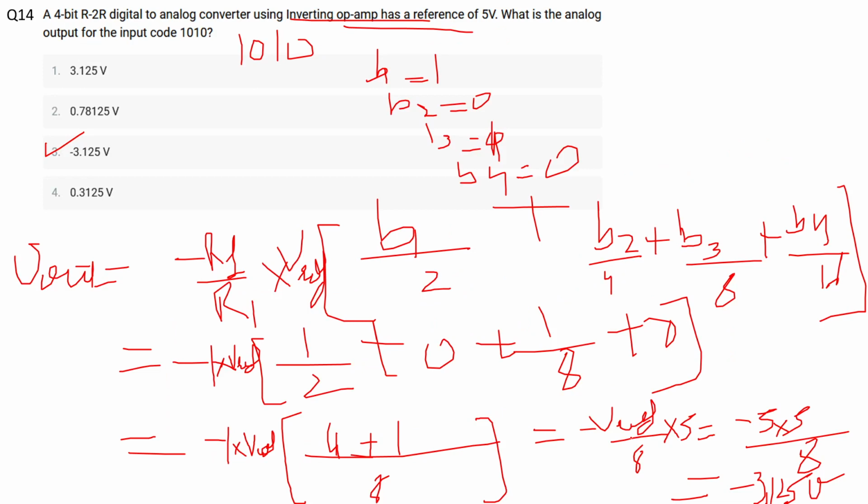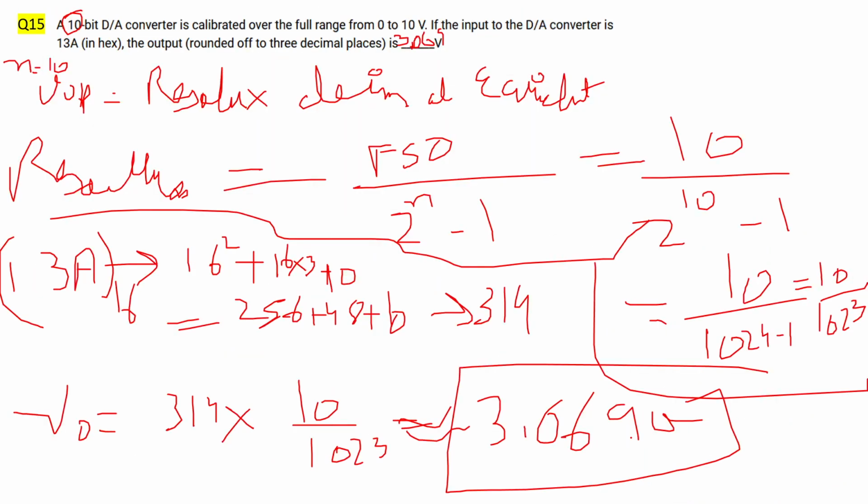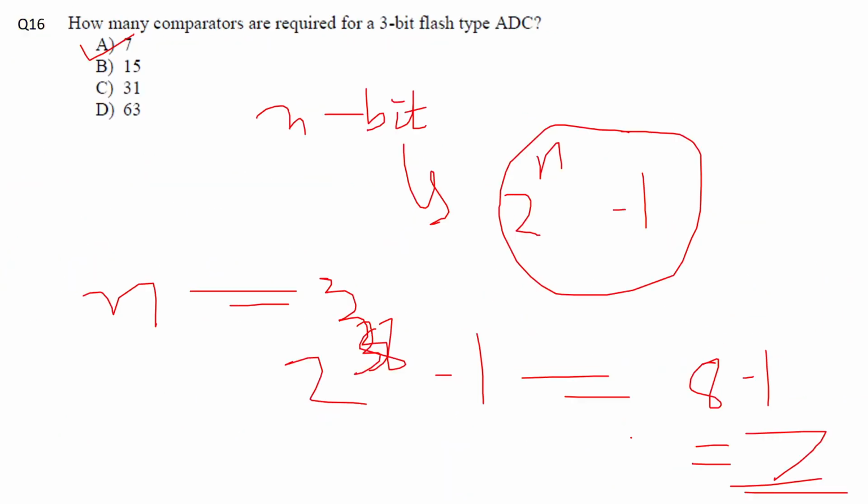This was again a question based on R2R DAC, where the input was connected using an inverting op amp with a 5 volt reference. This was a question where we had a 10-bit DAC that was calibrated over a full range from 0 to 10 volt, and the input was 13 in hex, and we need to find the output voltage.